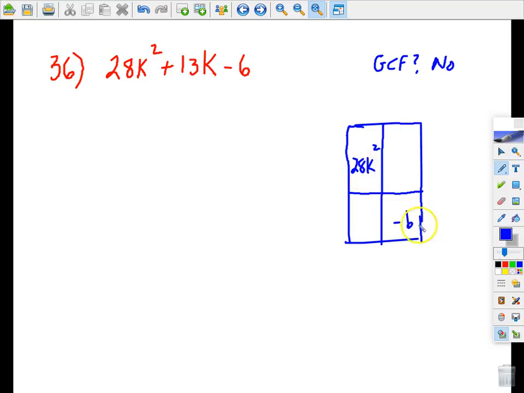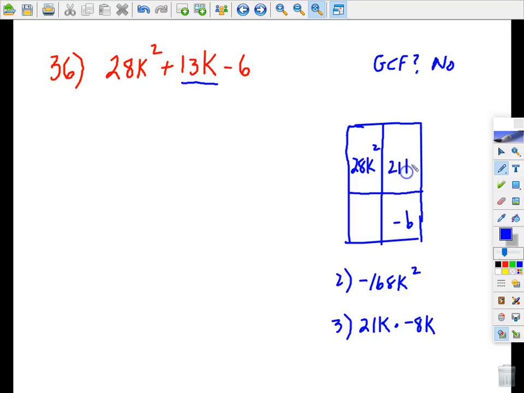First and last, okay, multiply these together, and when you multiply 28k squared times negative 6, that's negative 168k squared. Now, this is kind of tough, and you'll have to do some searching. What are the factors of this, negative 168k squared, that add up to 13k? And I'll help you out a little bit. That would be 21k times negative 8k.